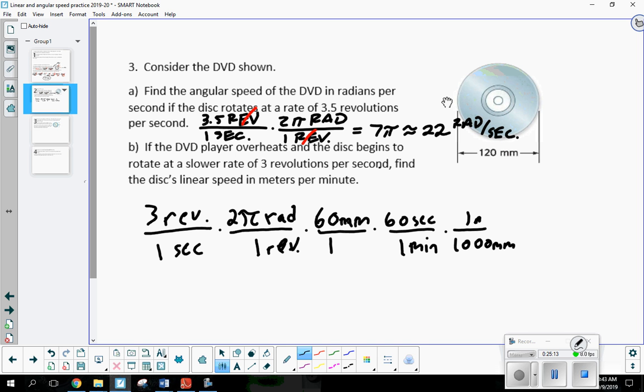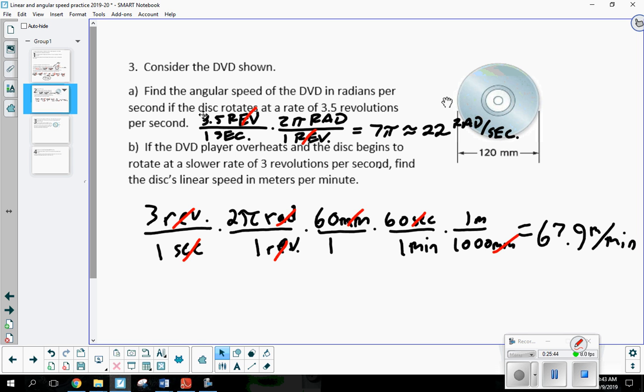He went ahead and did it directly. There are 1,000 millimeters in 1 meter. Revs are out. Seconds are gone. We have millimeters, so radians are gone. Millimeters are out. Meters per minute. So 3 times 2 pi times 60 divided by 1,000. Looks like he's getting 67.9 meters per minute.